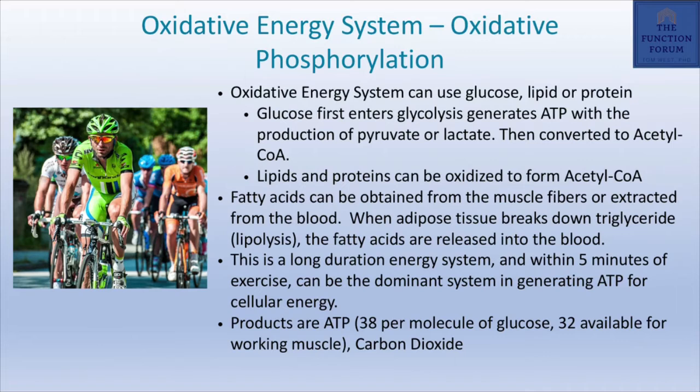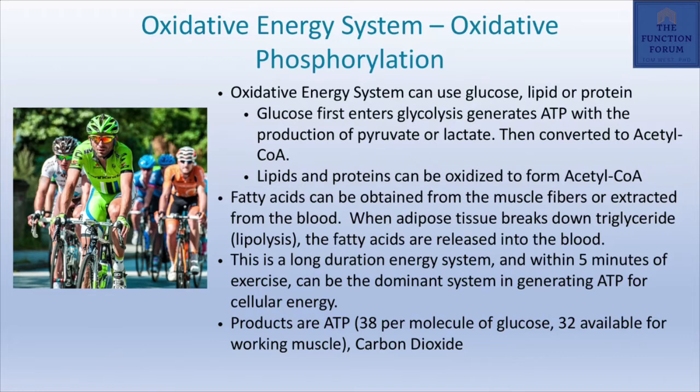We actually have a fairly limited amount of carbohydrate or glucose found in the body. So lipids do contribute significantly to endurance activities, but obviously with glucose, we can get the energy out a little bit more quickly, so it's a little more efficient. This is a long duration energy system, and within 5 minutes of exercise, it becomes the dominant system in generating the ATP for cellular energy.